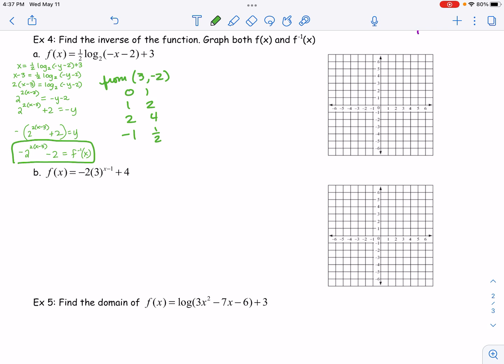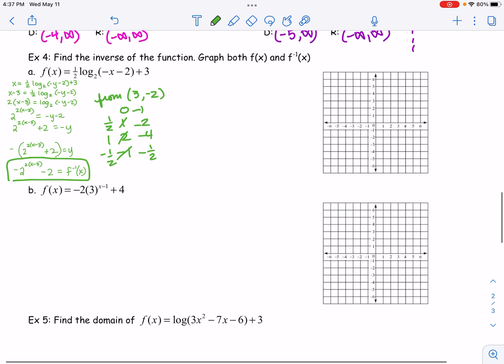Now I need to do my reflection and my horizontal compression. Reflection was over the x-axis, so change all these to the opposite sign. Horizontal compression, dividing by that 2 or multiplying by 1/2 gives me those values. So starting from (3, -2), x marks the spot. This is exponential, so it has a horizontal asymptote going through that point.